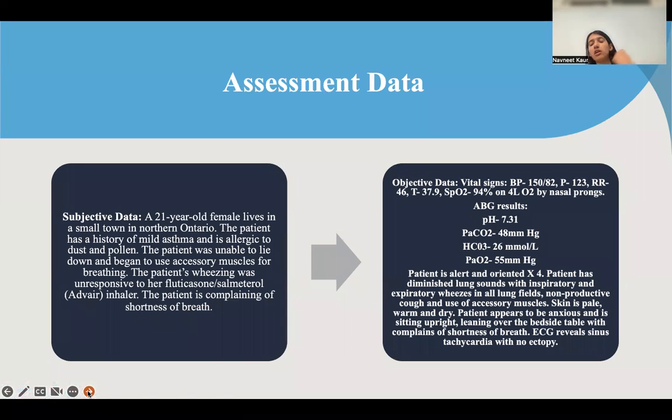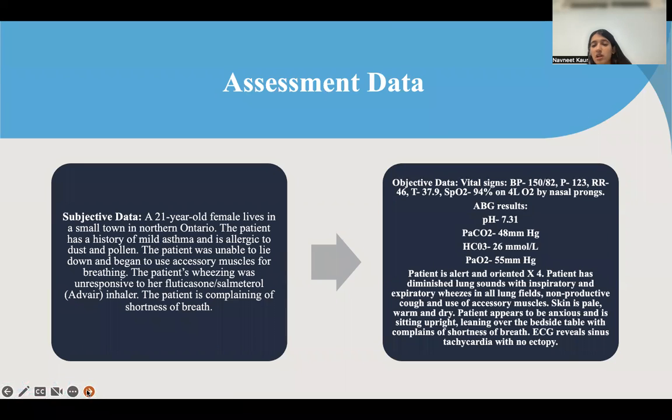The objective data includes the set of vital signs: blood pressure of 150/80, heart rate of 123 beats per minute, respiration of 46, temperature of 37.9, oxygen saturation 94% on 4 liters of oxygen by nasal prongs. The arterial blood gas results are a pH of 7.31, partial pressure of carbon dioxide of 48, sodium bicarbonate of 26, and partial pressure of oxygen of 55. The patient is alert and oriented times 4.